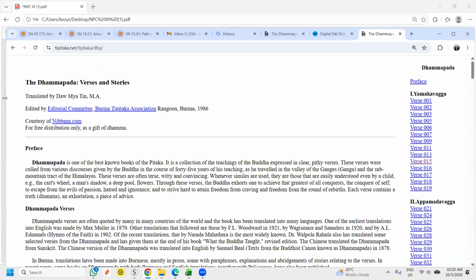This one is translated by a Burmese translator, a typical Rangoon translation. So if you compare the translations, they are not going to be exactly the same, because different translators have different ways of translating Sutta, Dhammapada, whatever, from Pali into English. You get what I mean?